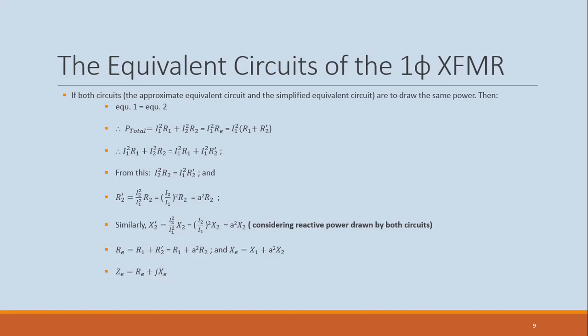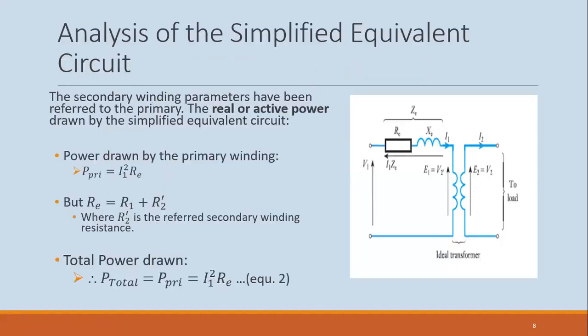Sorry, quick question. Can you just re-explain what R2 prime represents? All right, so right here on the previous slide, R2 prime is the referred secondary winding resistance.